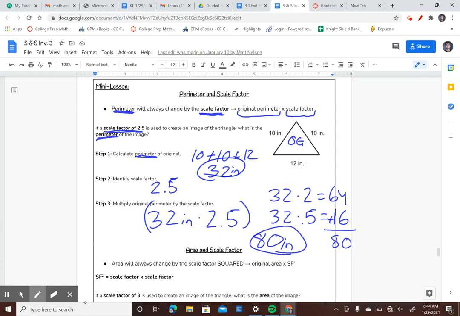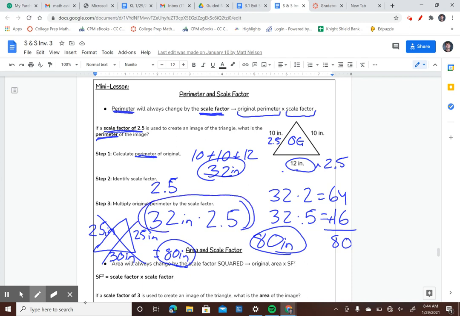And we can prove that if we wanted to draw it. So here's my new triangle. And let's see, 10 times 2.5 would give me 25. So I have 25 on both sides here. And then if I did 12 times 2.5, that would give me 30. And so when we draw it out, we see that 25 plus 25 plus 30 would indeed give us 80 inches. But instead of having to draw it all out, we can simply do the perimeter of our original multiplied by the scale factor 2.5.